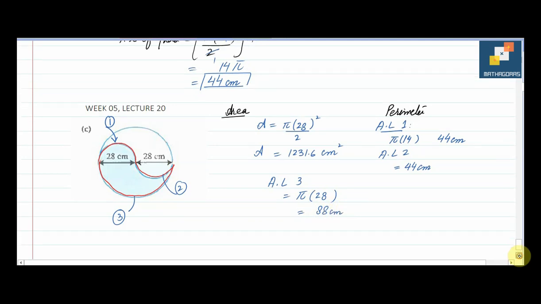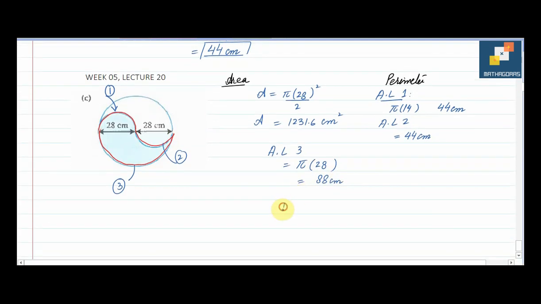So the final answer of the perimeter, that is the sum of all sides, will be 44 plus 44 plus 88, so it will be 176 centimeter. That is the perimeter of this shape. That is the same thing that we discussed in our last class.